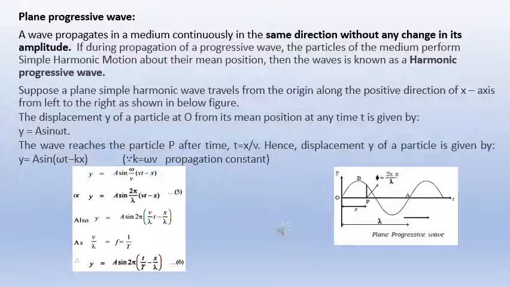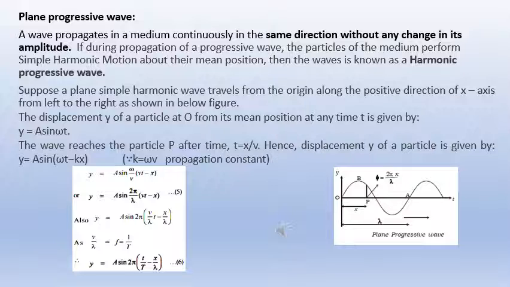If during the propagation of the wave through a medium, the particles vibrate simple harmonically about their mean position, then it is known as a harmonic progressive wave. In a harmonic progressive wave of given frequency, all the particles have the same amplitude, but the phase of oscillation changes from particle to particle. Now let us derive a displacement relation for the plane progressive wave.